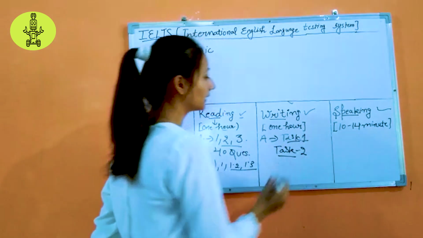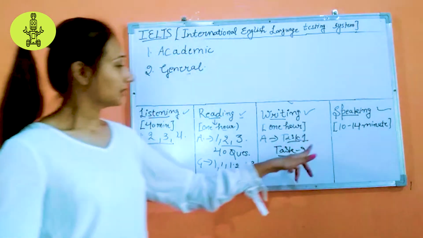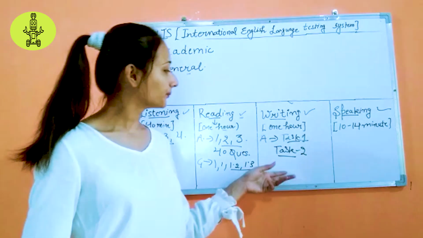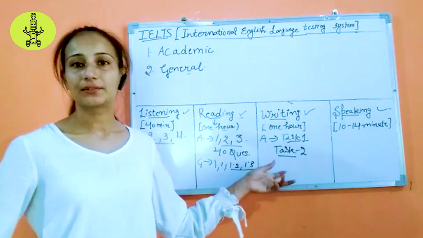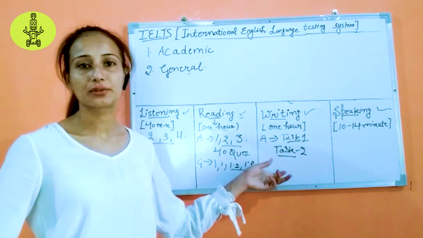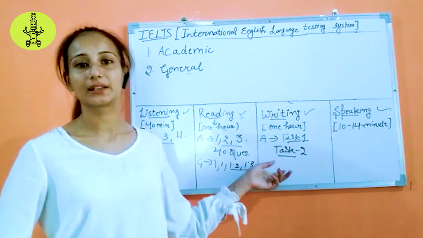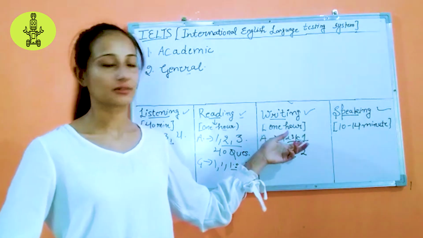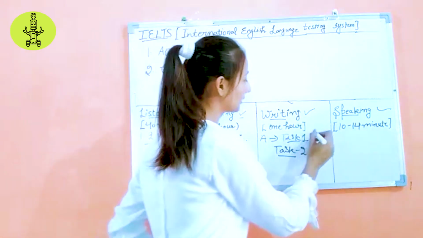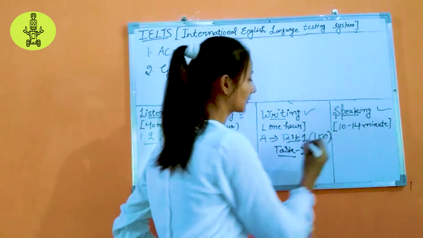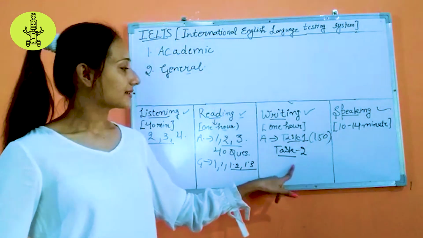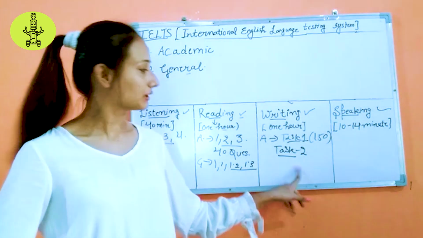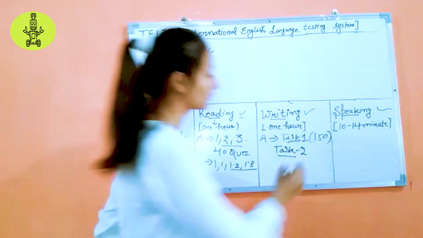In task 1, you will get a summary. Summary means they can provide you a bar graph, chart, or line graph, in which you have to summarize the information and write it down in task 1. This is task 1, and task 1 is only 150 words. Whereas task 2 will be an essay. You need to write an essay on different topics, and you need to write 250 words.